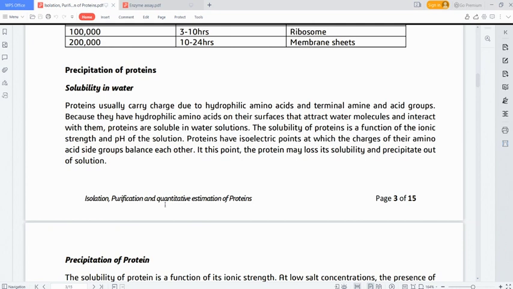Now, when we talk about isoelectric points, we are saying that it is a point where the net charge of the protein is 0. If it is a positively charged protein, you can begin to change the pH to a point where the charges on the protein balance each other. Balance means the number of positive charges and the number of negative charges are equal. At this point, the protein might lose its solubility and come out of solution. So we might make use of such things.